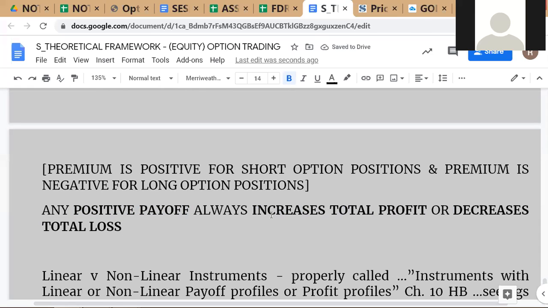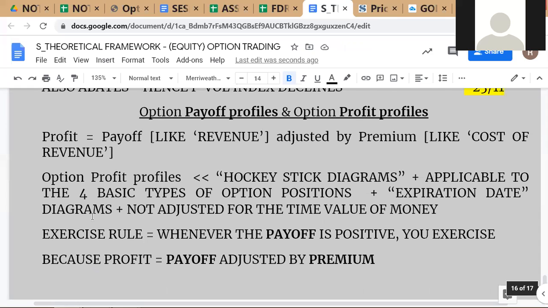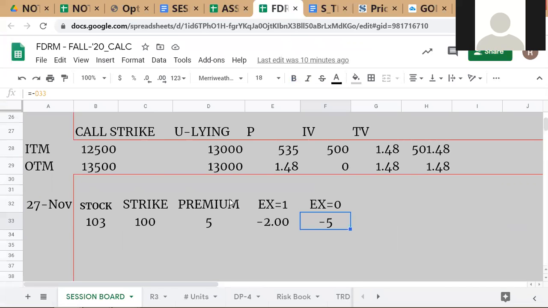Since we are all rational creatures, every person in the world that you can think of is going to want to do these two things: increase the total profit or decrease the total loss. So whenever you have a positive payoff, this will happen. And therefore, the rule of exercise is whenever the payoff is positive, you exercise. That's what Mukul has done. He looked at a positive payoff because it's a long call, and the question of exercise only arises if you have a long call. The strike is below the stock price, so you can earn a positive payoff. Therefore, he decided to exercise. Choose this rather than this. So this is the rule.